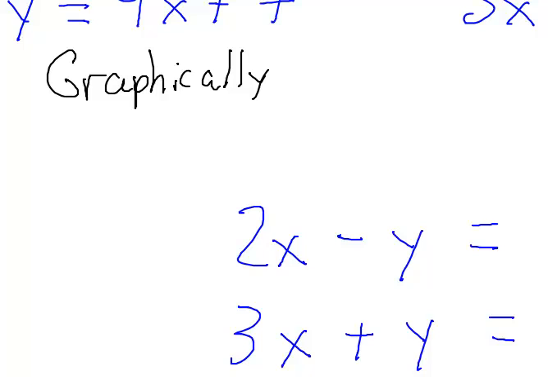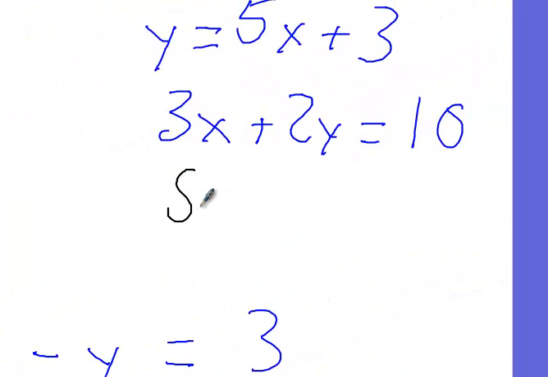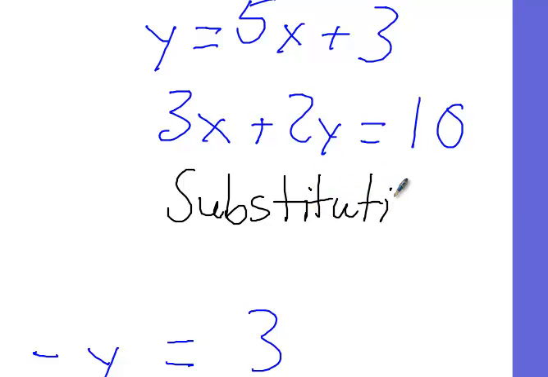Here we have y equals 5x plus 3, 3x plus 2y equals 10. One equation's in slope-intercept form, the other equation's in standard form. I would solve these using substitution because all you have to do is substitute this whole y into this equation, solve for x, bada bing, bada boom, you're done.